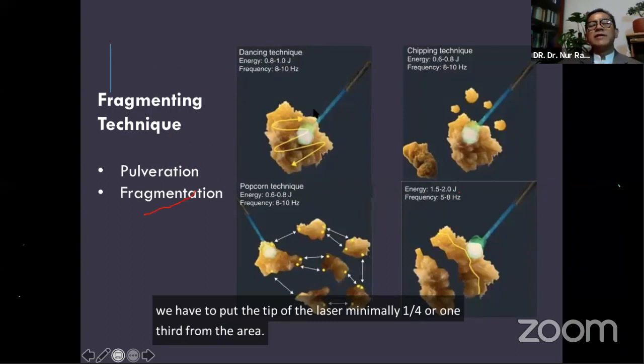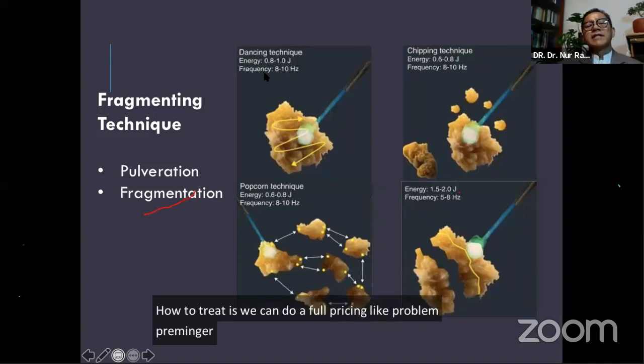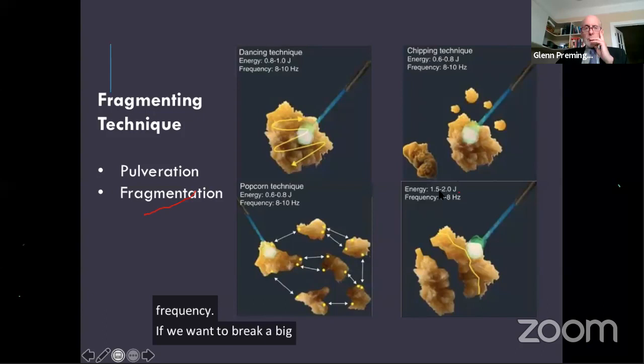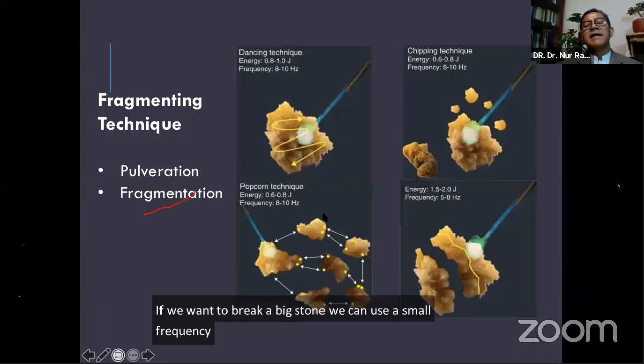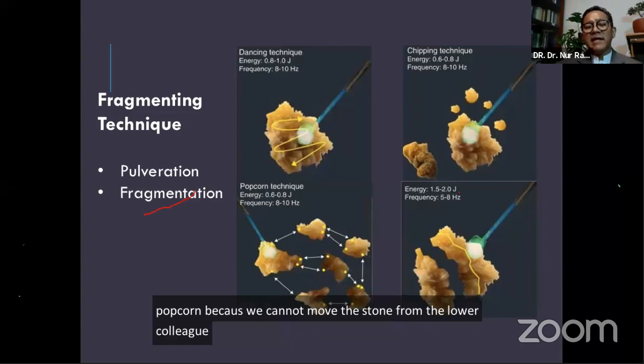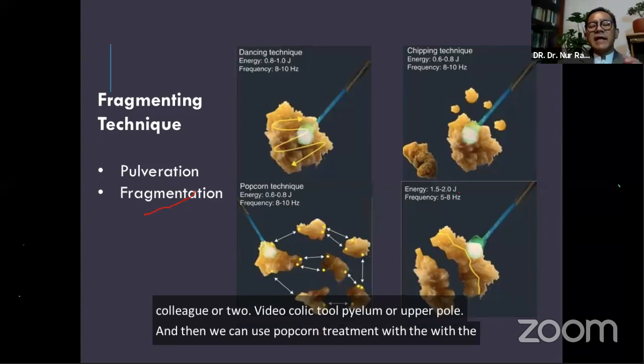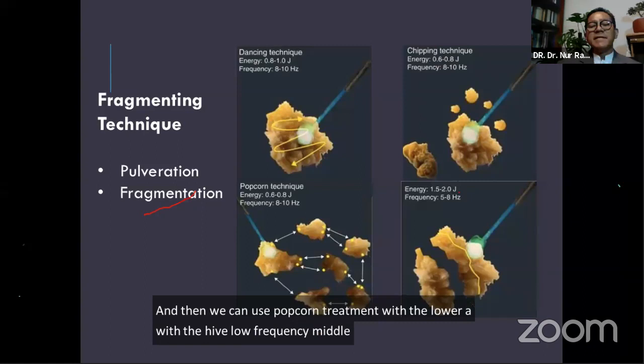How to treat is we can do pulverizing, like Prof. Preminger said. You can use a small power with high frequency. If we want to break a big stone, we can use a small frequency with high power. Sometimes we have to do popcorning, because we cannot move the stone from the lower calyx or middle calyx to the pelvis or upper pole. Then we can use popcorn treatment with low frequency, middle frequency, and middle power too.